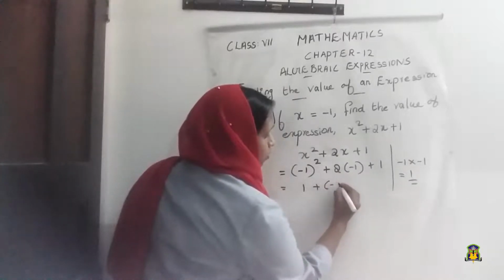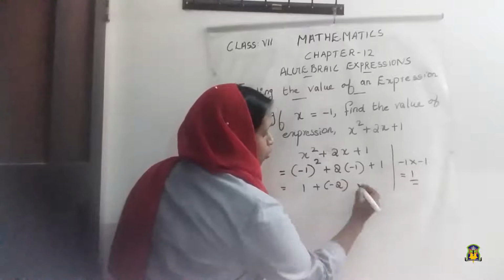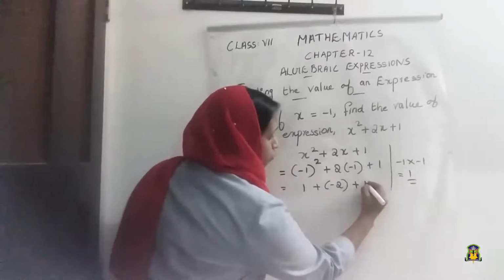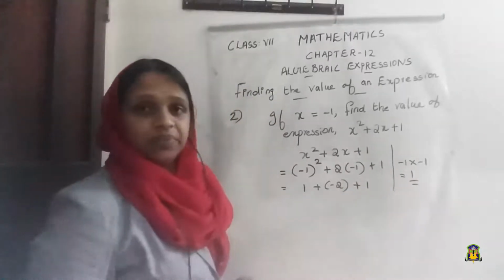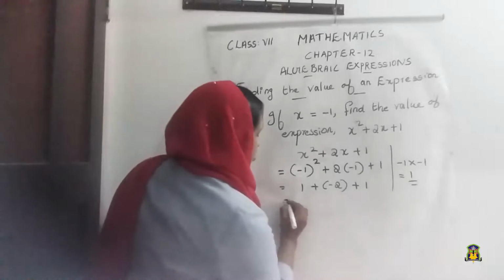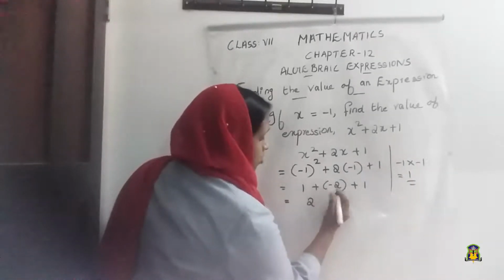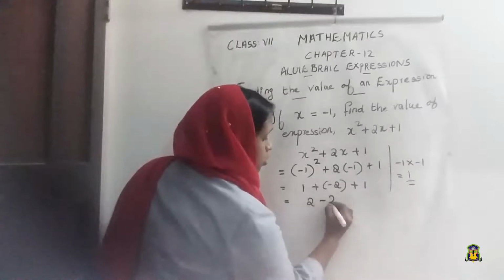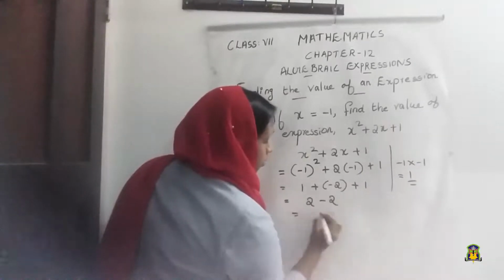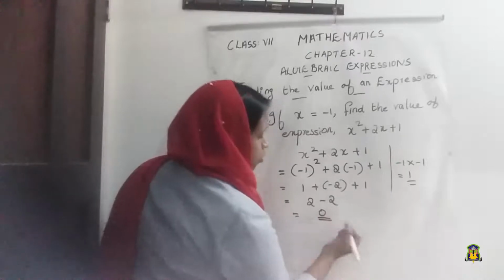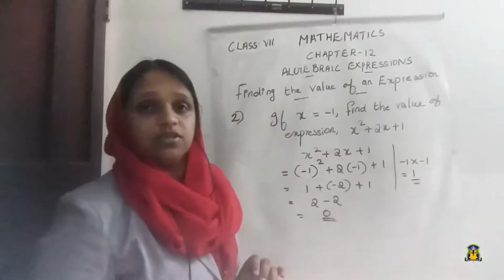2 into negative 1 it is negative 2. Now plus 1. Okay. Now we can add this 2. That means 1 plus 1 it is 2. Again plus into minus, minus 2. So our final answer is what? 2 minus 2 it is 0.